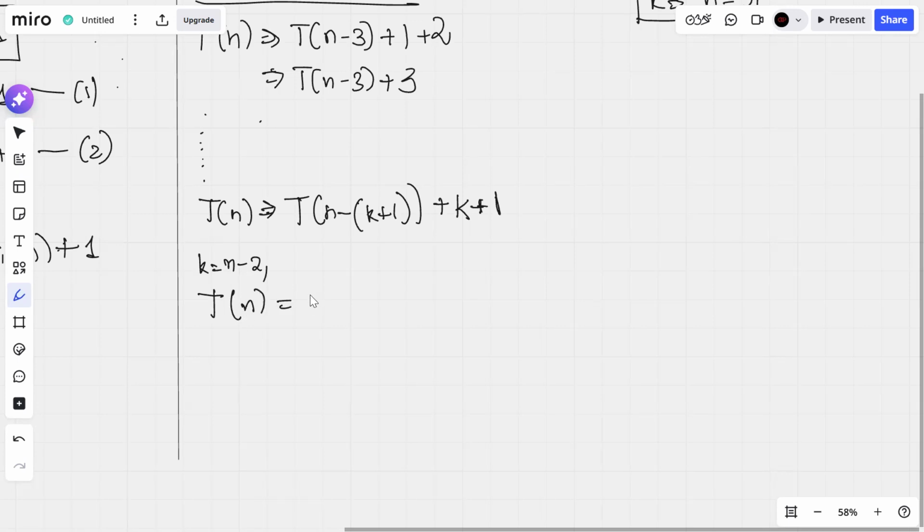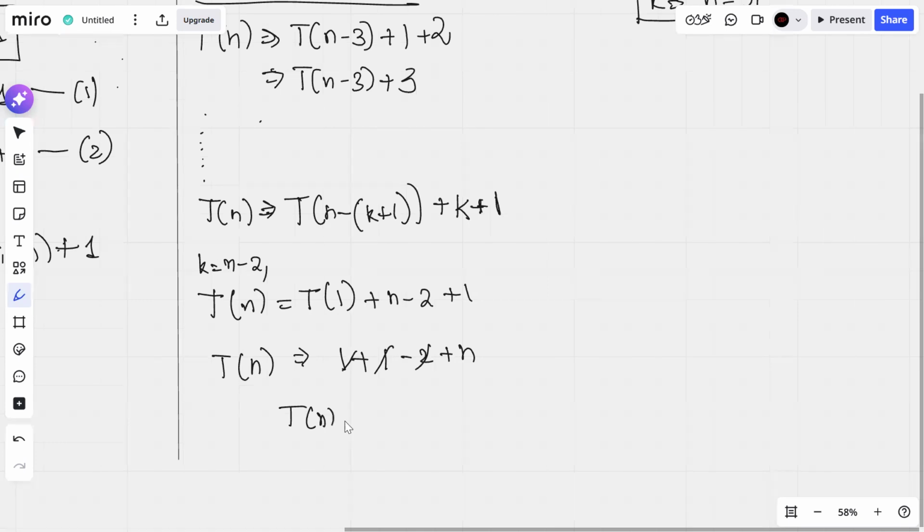t of n becomes t of 1 plus k, which is n minus 2, plus 1. I know the value of t of 1 is nothing but 1 itself. So 1 plus 1 minus 2 plus n. So I got my value of t of n. This is my value of t of n. That's it. This is the time complexity of my f of n, the recursive function, sum of n natural numbers.